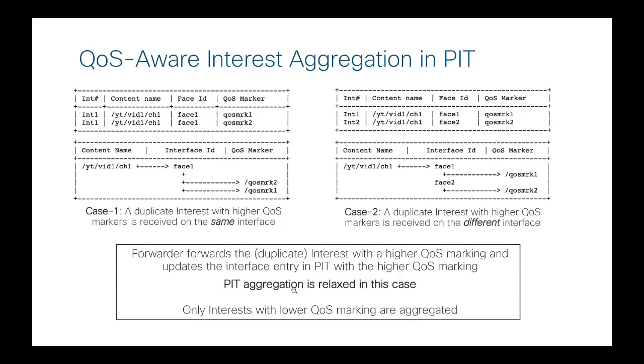And this is where the PIT aggregation relaxation is going to take place. This is going away from the well-known aggregation mechanism of the PIT. I don't want to call it a limitation, but this is the price maybe we'll have to pay for the implementation of QoS, because this is a possibility. The other aspect is that only interests with lower QoS marking will be aggregated. But if an interest comes with a higher priority, then it will be forwarded, even though a pending interest already exists, but with a lower QoS marking.